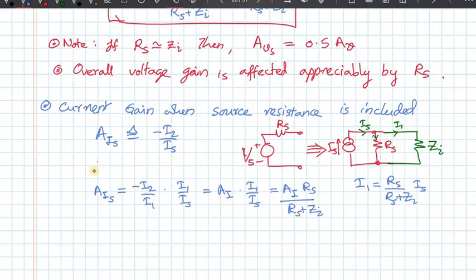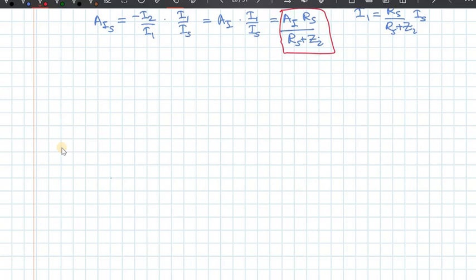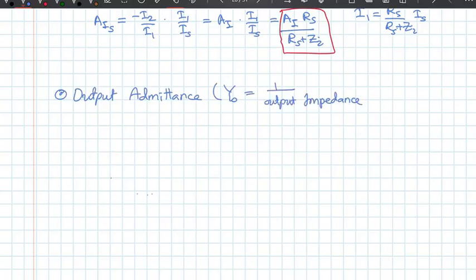That's my AIS. The next parameter that I am interested in is the output impedance, but let's find the output admittance instead. Why are we going to do that? Because the output is represented as a current source, or the Norton's equivalent circuit, not a voltage source. So I'm going to find YO, the output admittance, which is equal to 1 over the output impedance, 1 over Zout.